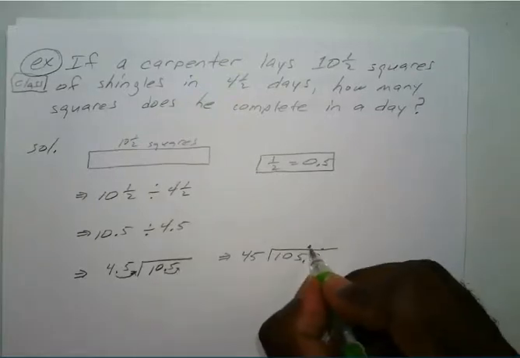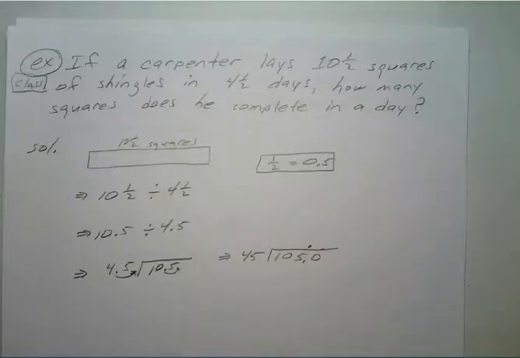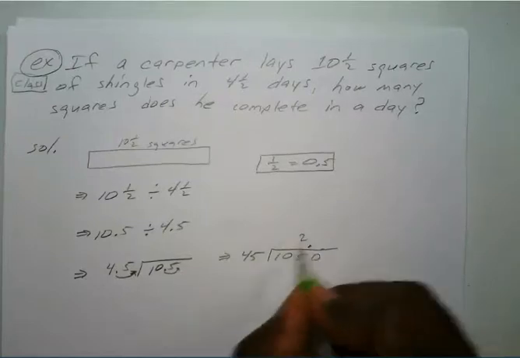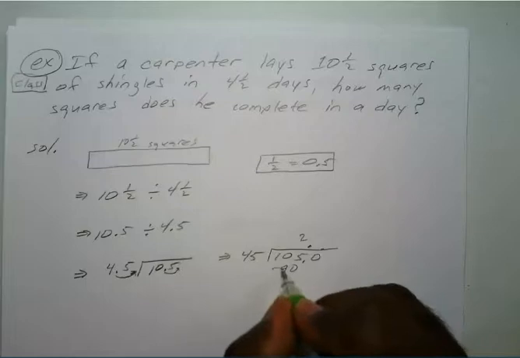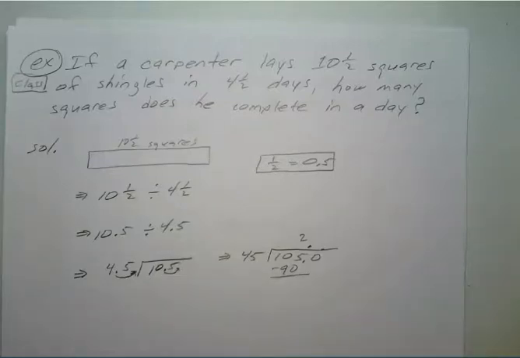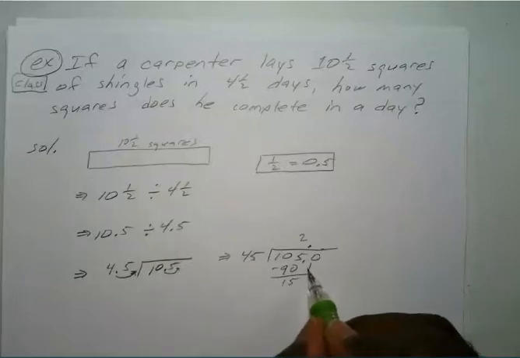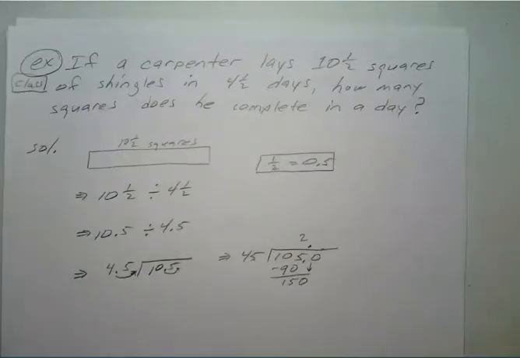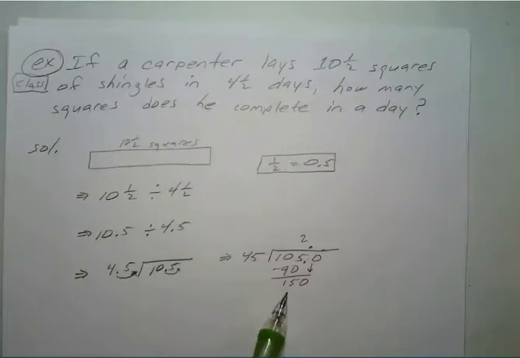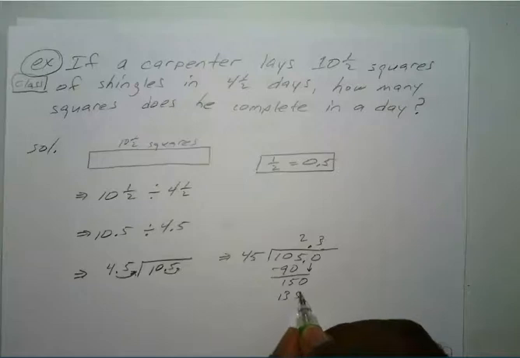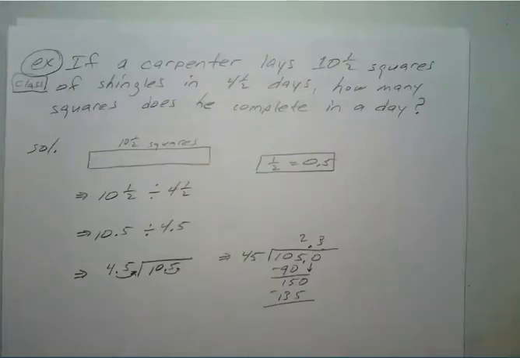So we know this one goes up. All right, now we divide. 45 goes into 105 twice. 45 times 2 is 90. 105 minus 90 is 15. And we bring down our 0. 45 goes into 150 3 times. 45 times 3 is 135. 150 minus 135 is 15.